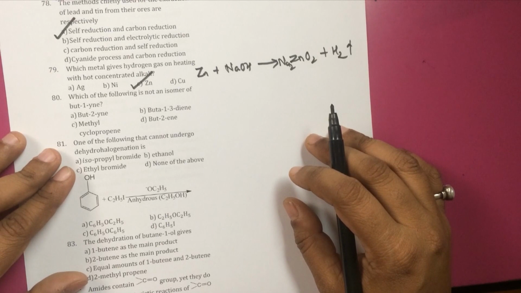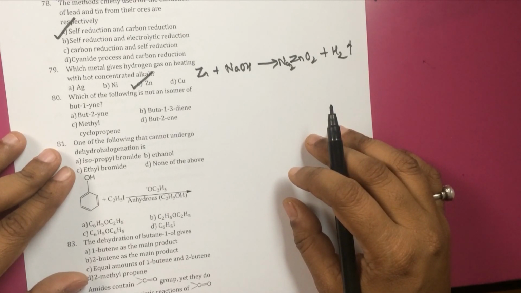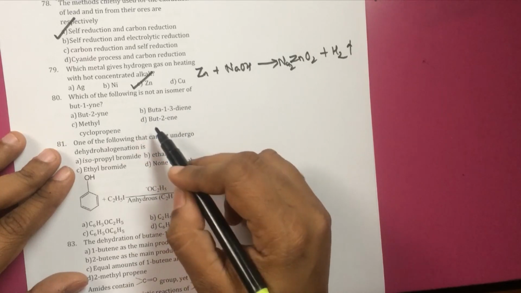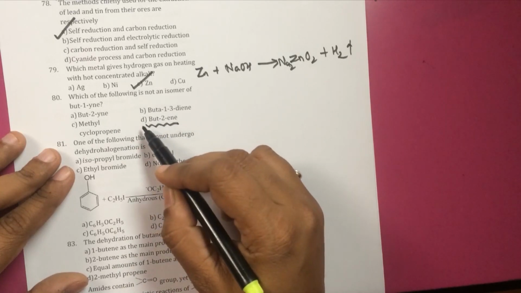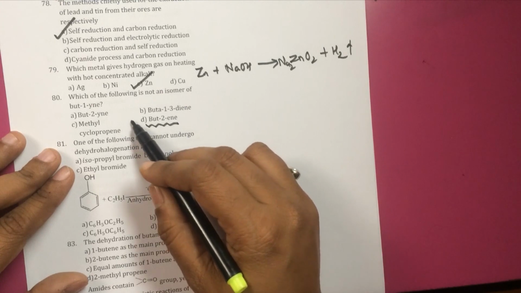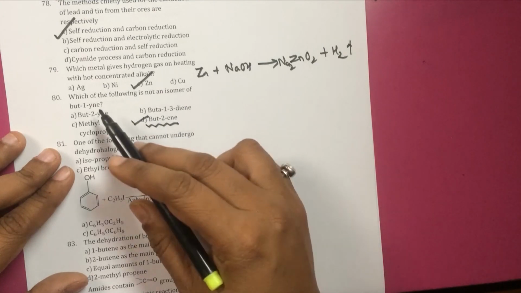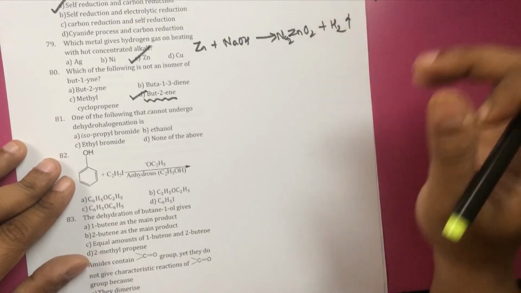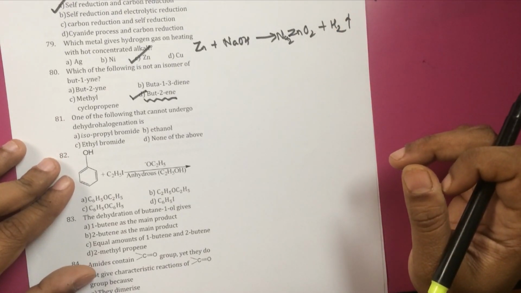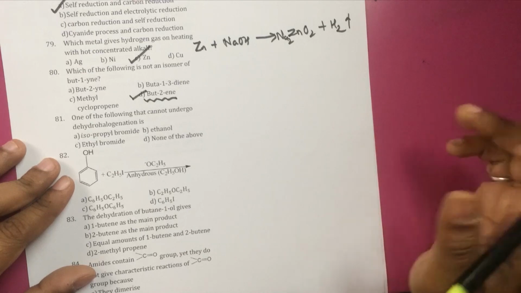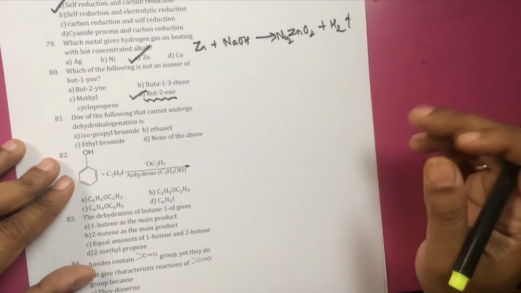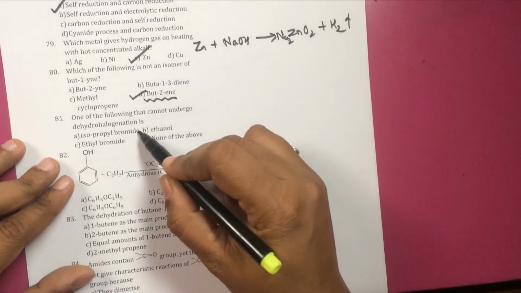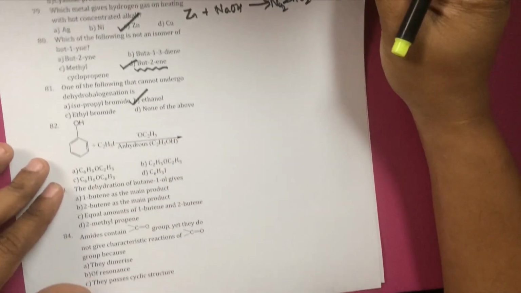Question number 80. Which of the following is not an isomer of but-1-ene? If you look at this particular compound, option D is not the isomer because it does not have the same molecular formula as but-1-ene. Question number 81. One of the following that cannot undergo dehydrohalogenation. To undergo dehydrohalogenation, the compound must have hydrogen and halogen. Therefore, option B, since it does not have the halogen.